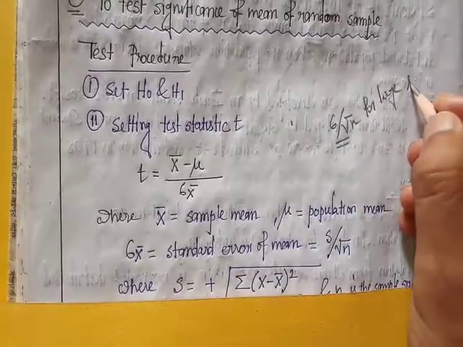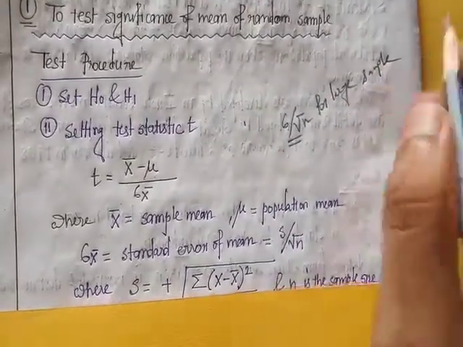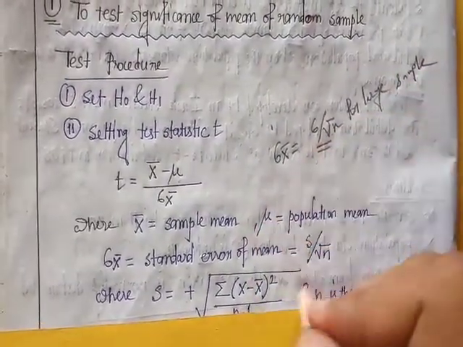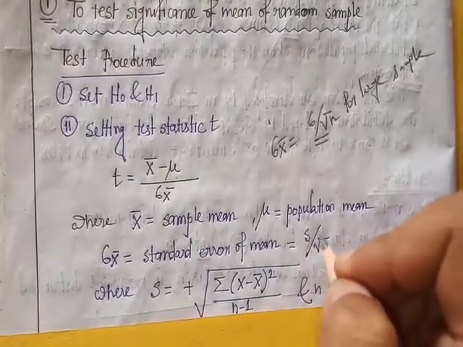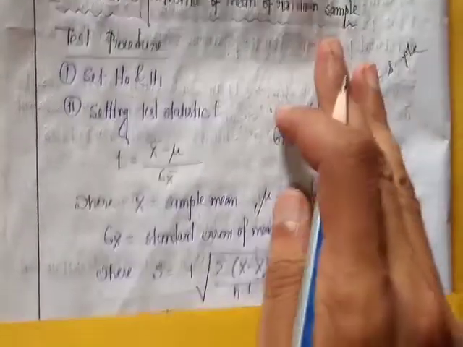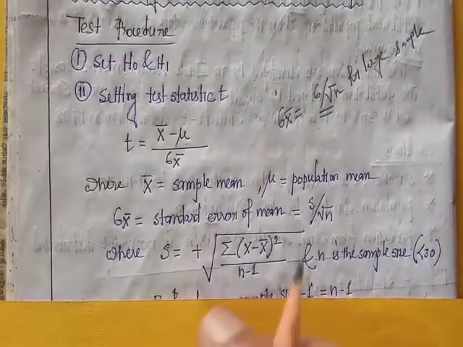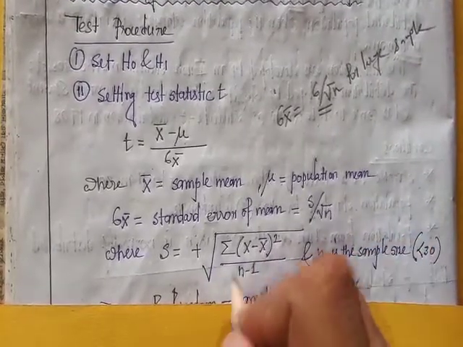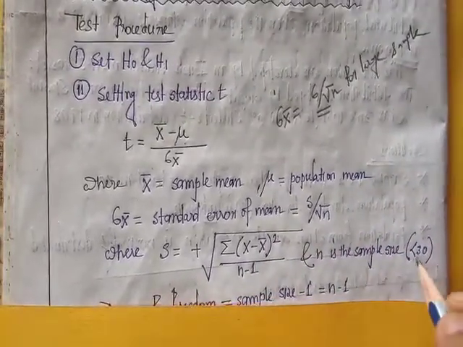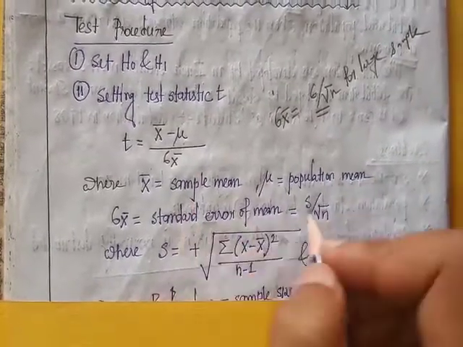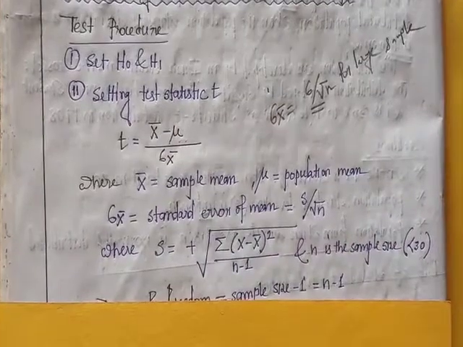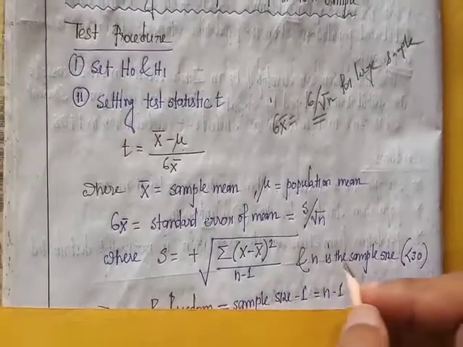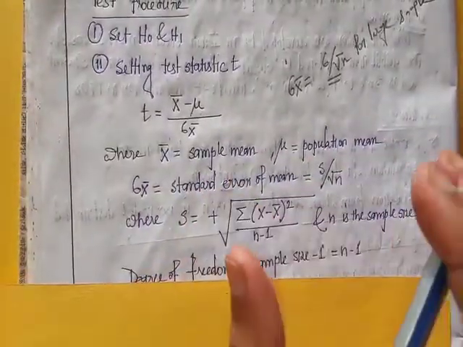For large sample test, we already discussed that the standard error of mean is sigma by root n. Here it is s by root n, where s means sample standard deviation. The formula of sample standard deviation is root over summation x minus x bar whole square by n minus 1, where n is the sample size, which is less than 30, and x bar is the sample mean.